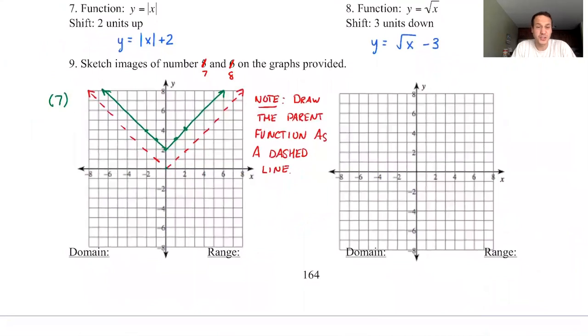Now let's think about it. Did I change my domain at all? No. I moved it up and down. That has no effect on left to right. So my domain is still all real numbers.